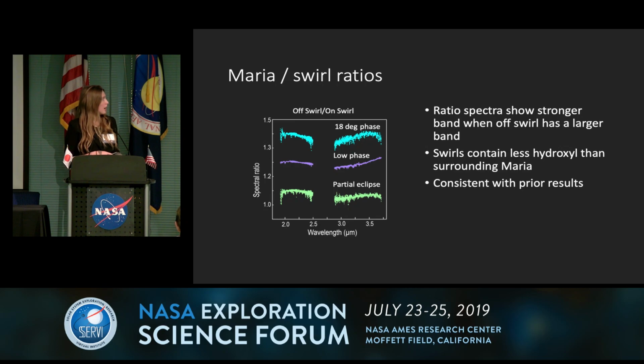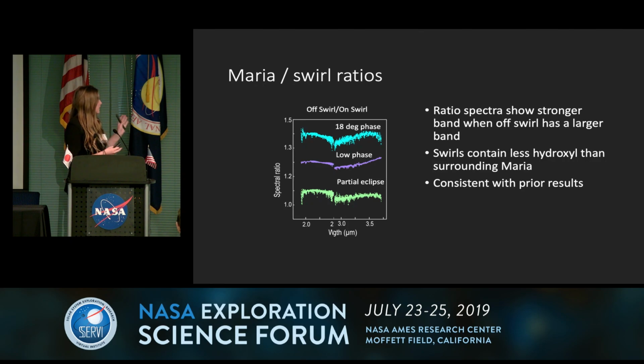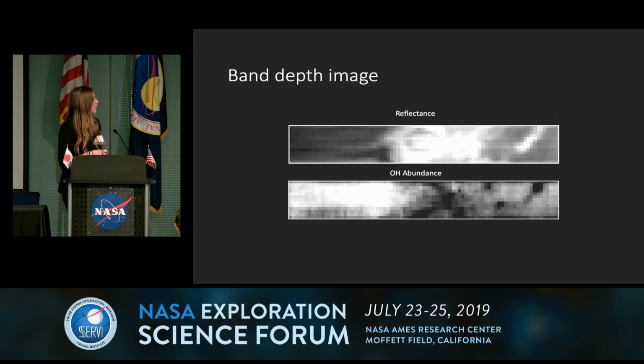So basically, this is showing us that the swirls do contain less hydroxyl than the surrounding maria, which is consistent with the previous results, though it's not showing as strong a signal here. And this is just pushing it together, so it's a little easier to see, because I realize going across the band, it's hard to see the dip. And then we made a band ratio map, and we could see that there was a decrease in OH abundance associated with the location of the swirl in that as well.